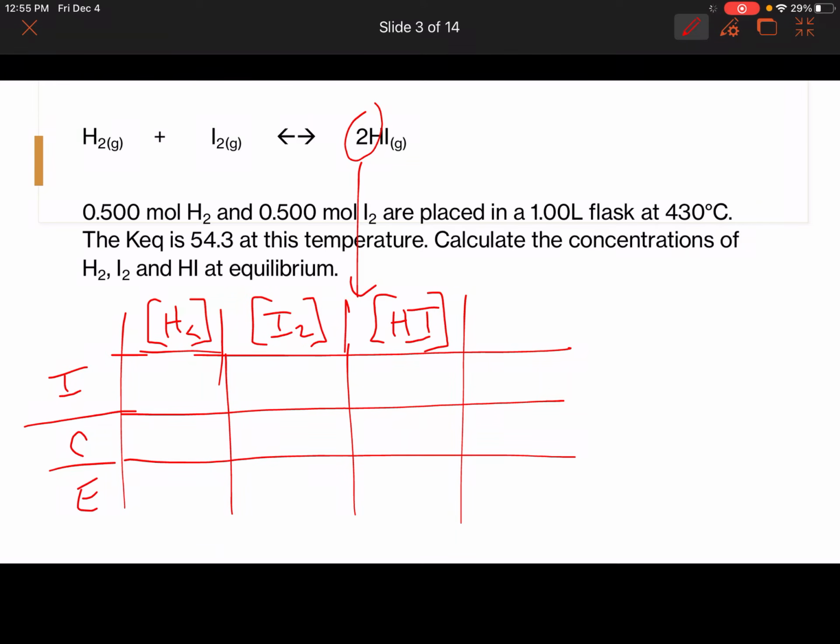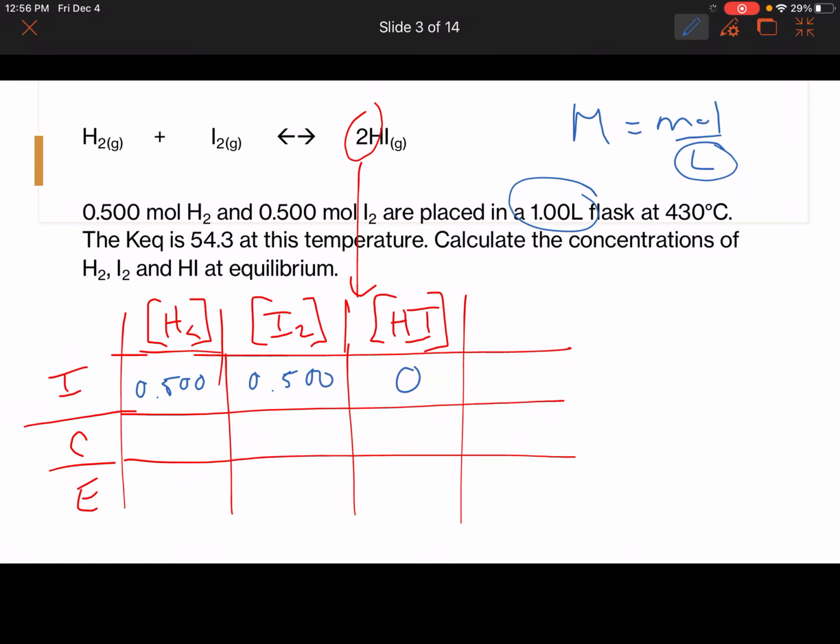So looking at the ice table here, I'm going to fill in my values then that I have. I know that I've got 0.500 moles of H2. Now, if this is concentration, molarity is equal to moles per liter. Now, they're in a 1 liter flask. So in that case, the liters will be 1, which means for this particular example, the molarity is going to be equal to the number of moles because that liters is 1 liter. So I can say that this is 0.500. I2, same thing, 0.500. And then when we start the reaction, you do not have any HI because HI is a product here, okay?